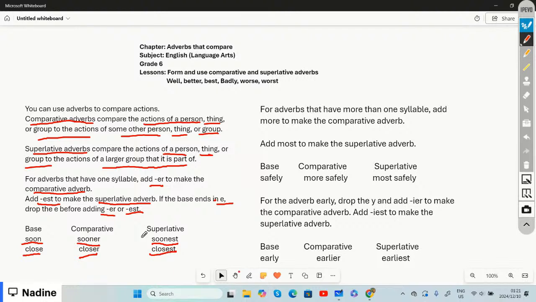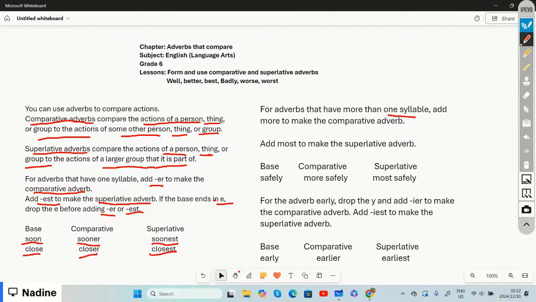All right. So now also when it comes to adverbs, for adverbs that have more than one syllable. So remember, within a word, depending on how we say a word, it's either going to have one syllable or more than one syllable. And for adverbs that have more than one syllable, you see, like soon and close have one syllable only.